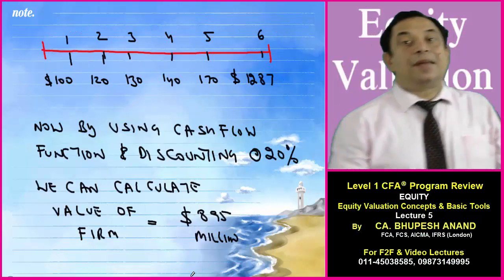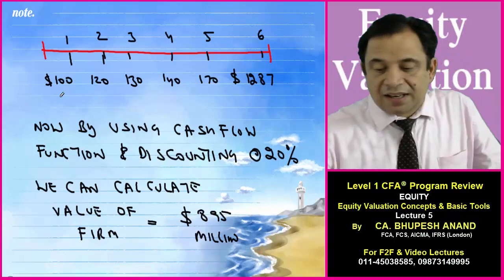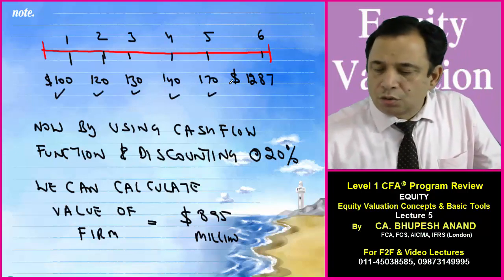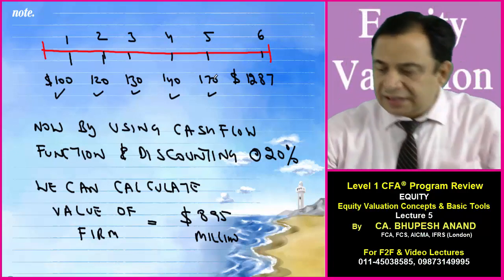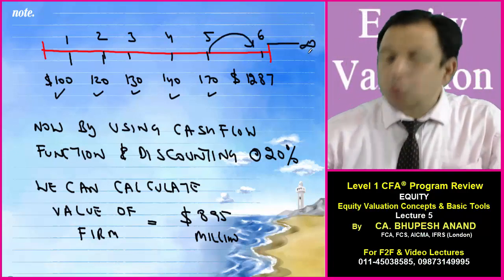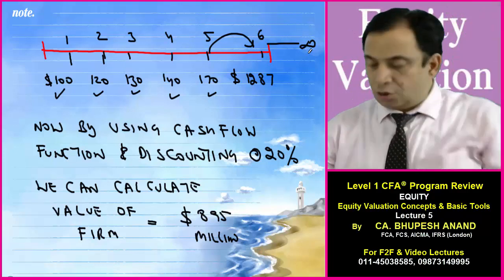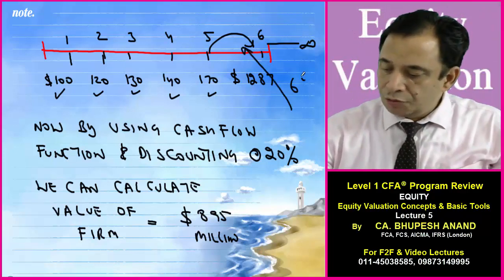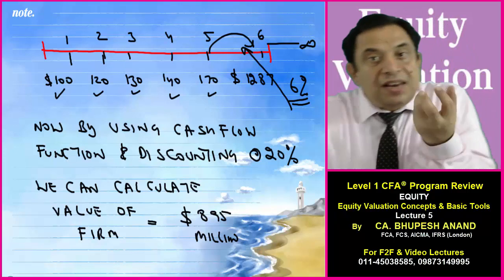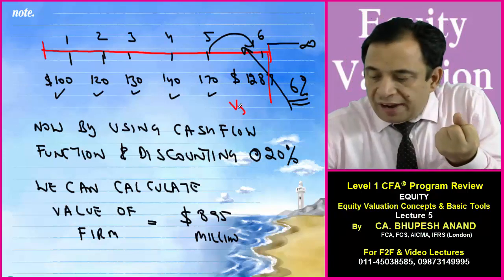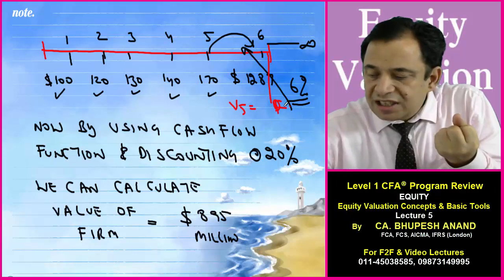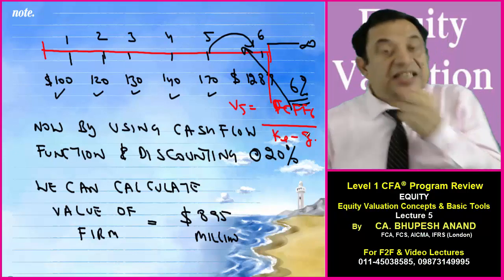Now let's see the timeline, that how much cash I am getting. All this is given to you, that 100, 120, 130, but in the sixth year onwards up to infinity, the growth rate is constant, that is 6%. So from this year, we can use the Gordon model formula, and then we can calculate the value V5 is equal to FCFF6 upon KE minus G.